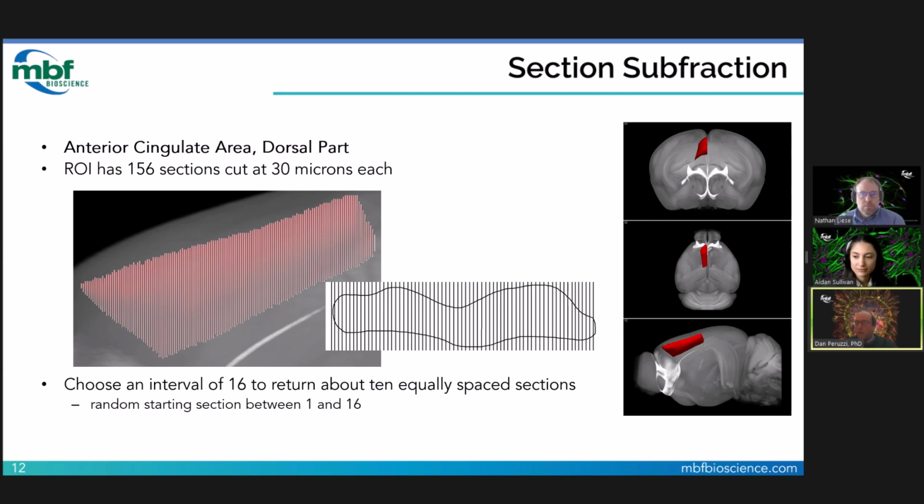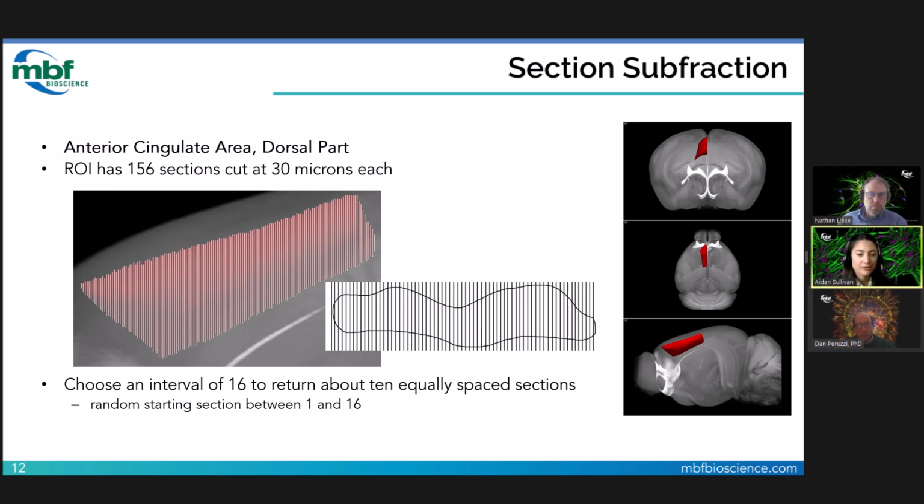So notice on the right, we've pulled up an Allen mouse brain atlas to show where the anterior cingulate gyrus is. On the left, we can see that Aidan has cut the anterior cingulate gyrus into 154 sections. And we also have a cartoon there that's not to scale, but that can help us illustrate what we mean by section interval. So Aidan, what are we shooting for when we talk about the section subfraction? How many sections do we want to be looking at for the pilot study?